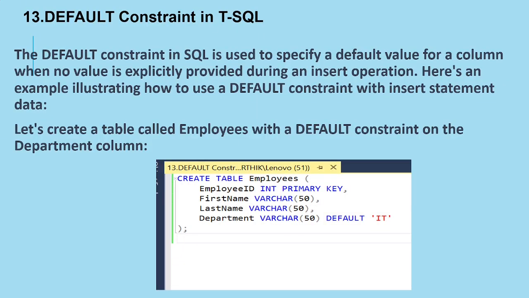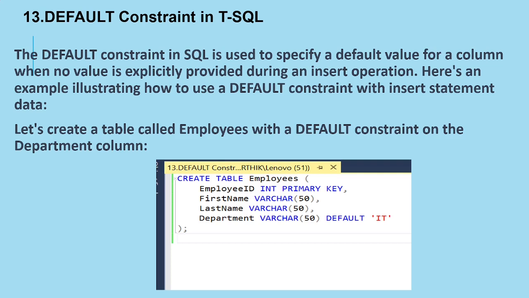And let's go ahead and check in this video what is default constraint in T-SQL. Okay, the default constraint in SQL is used to specify a default value for a column when no value is explicitly provided during an insert operation. Here is an example illustrating how to use default constraint with insert statement data.